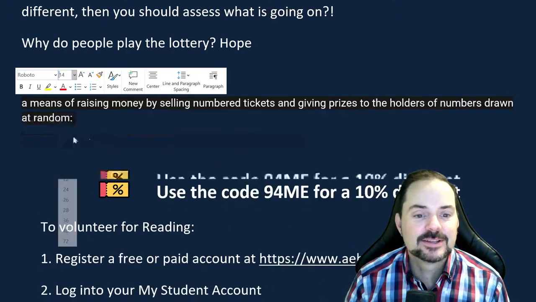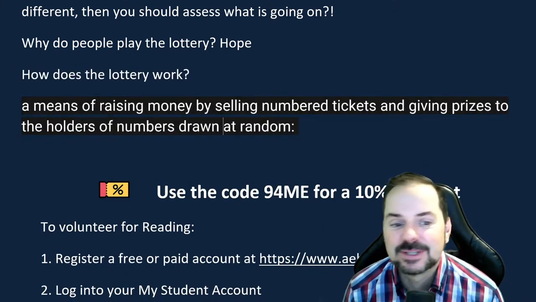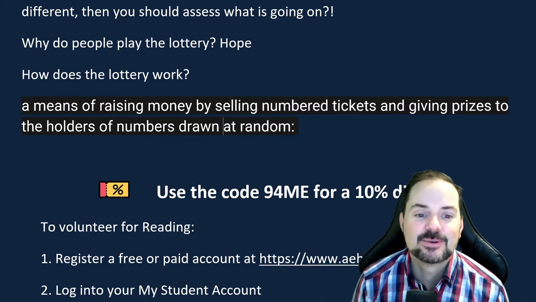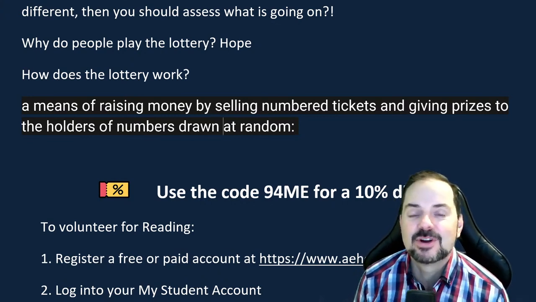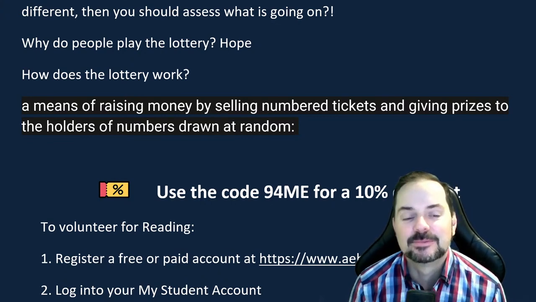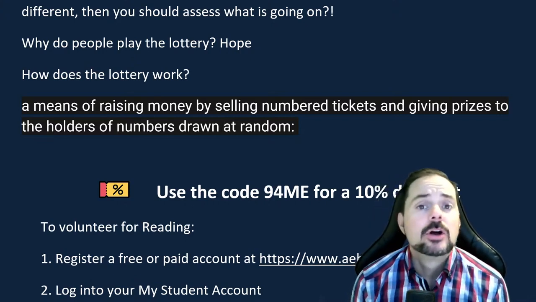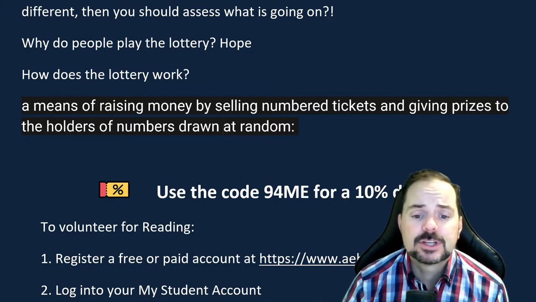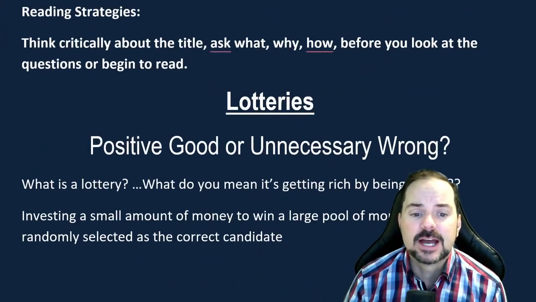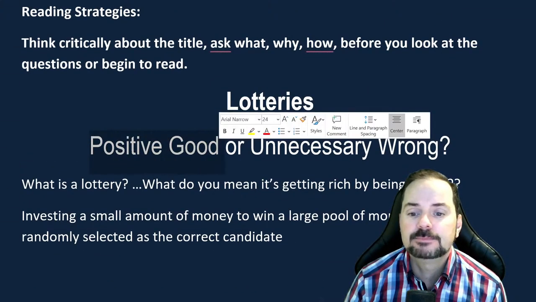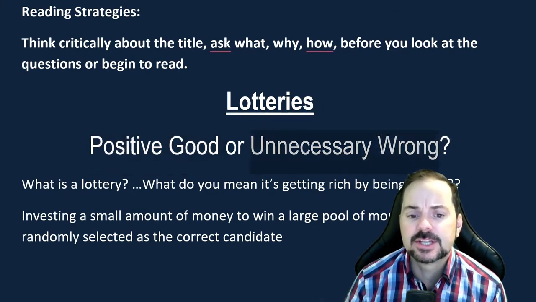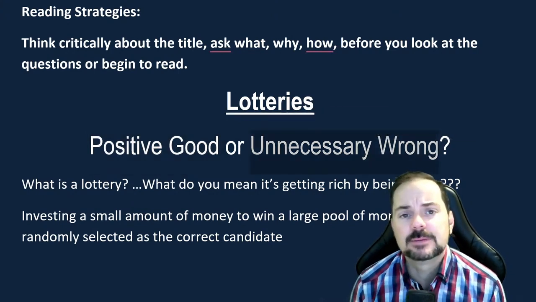A means of raising money by selling numbered tickets and giving prizes to the holders of numbers drawn at random. There we go. That'll work for the how, right? We draw those numbers. Okay, good. Now, of course, we want to think about this element. So positive, good. Unnecessary, wrong, right? So why would it be a positive good?